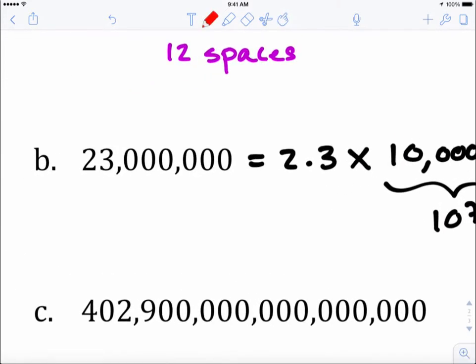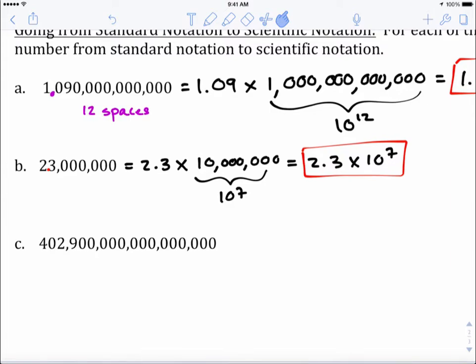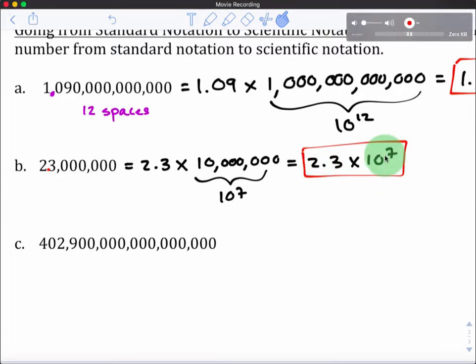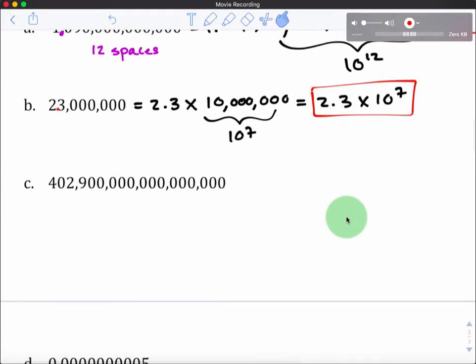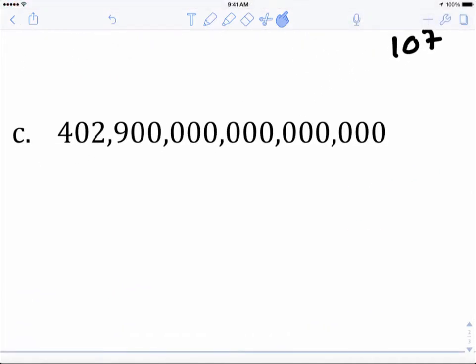Once again, if you wanted to use that trick, here's the decimal place to begin. We move it 1, 2, 3, 4, 5, 6, 7 places to the left in order to come up with a number that's between 1 and 10. Boom. That 7 places to the left tells us that we'd be multiplying 2.3 times 10 to the 7th. All right, let's have you give this one a try on your own. Pause the video, give it a try, then play the video.